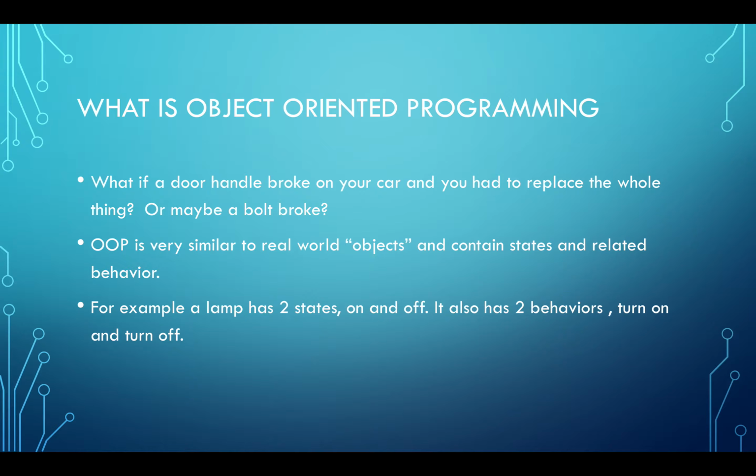A good example is a lamp in the real world. If you think about it, it has two states, an on and an off. And it also has two behaviors, which is to turn it on and to turn it off. And so as you can see, object-oriented programming is similar to this lamp. It's a very basic example that there are states and related behavior in object-oriented programming.